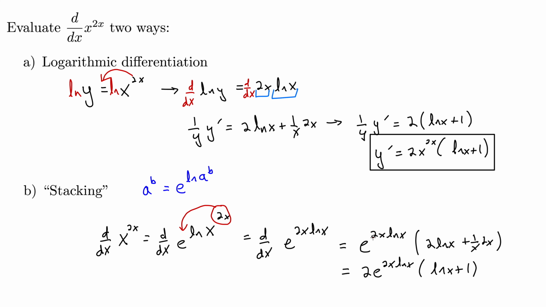Now we'll take this 2x back up into the exponent here, which gives us 2 times e to the natural log of x to the 2x power, x, all times natural log x plus 1. And now the e and the natural log undo each other again, and we get 2x to the 2x, all times the quantity natural log x plus 1. I'm almost out of room, barely made it. There we go. And of course, we get the same answer for both of those methods.